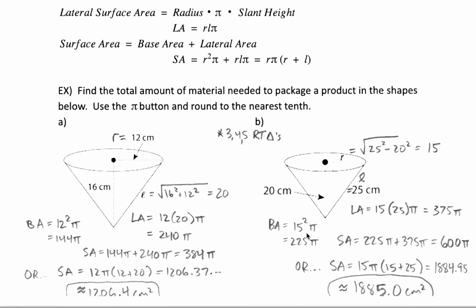Combine those two terms to get our total surface area, getting 600 pi for our total surface area. And then using the pi button, doing 600 times pi, we get 1,885-ish square centimeters. Again, doing it in pieces, or I showed you what it looks like if we were to just use this one formula to do it all at once, making it much faster. We get the exact same answer.